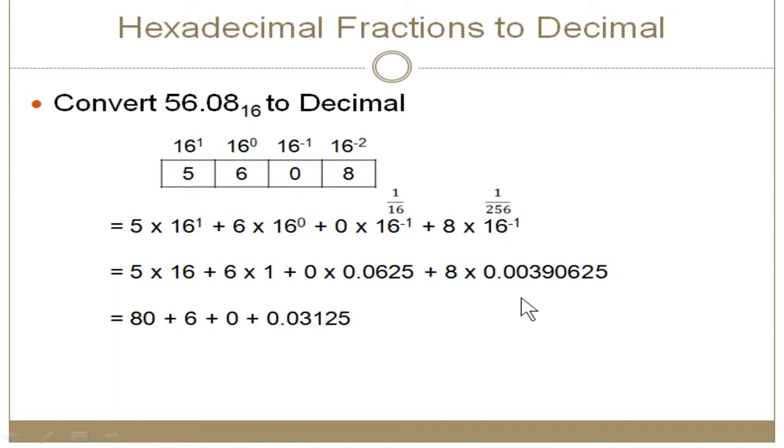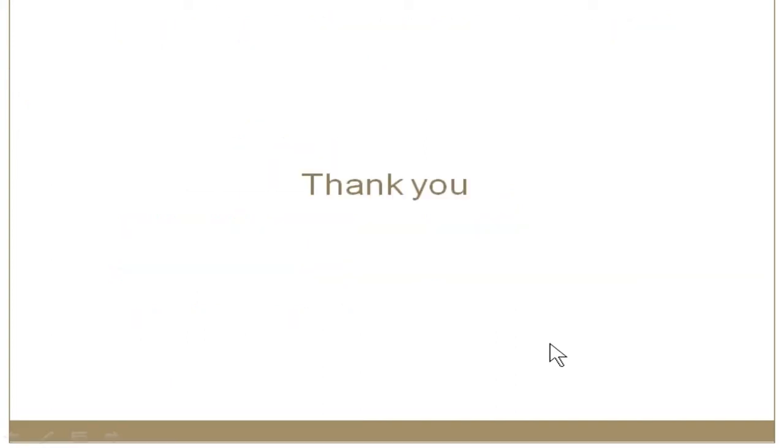Finally you multiply these values. 5 into 16 gives 80, 6 into 1 gives 6, then you have 0, and then 8 into the fractional part gives 0.03125. Add up these values and you get 86.03125 base 10, which is the decimal equivalent of the hexadecimal fraction. If you understood these conversions, it is almost the same as the previous videos. I will meet you in the next video. Till then, thank you.